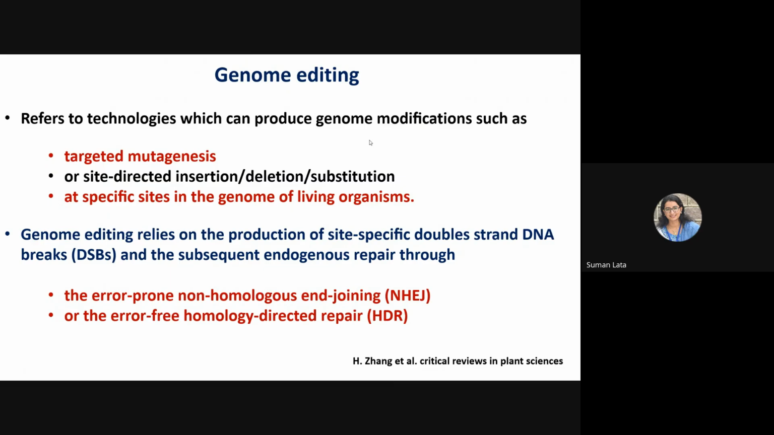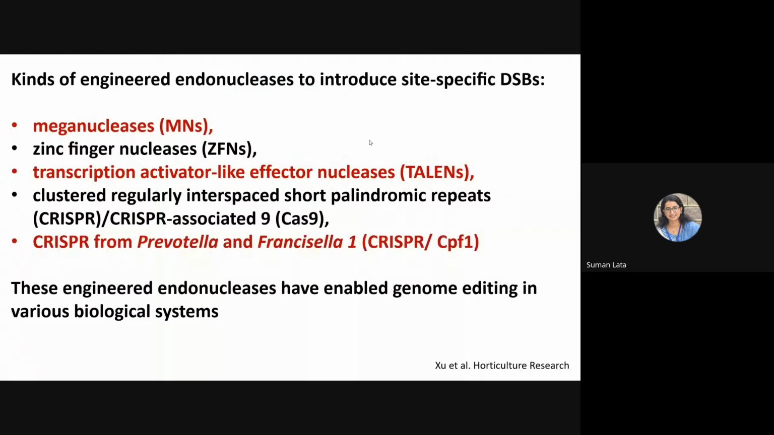NHEJ is the non-homologous end joining repair mechanism, and this is error prone. And HDR is error free, and it is the homology directed repair. So basically in genome editing, we create a site-specific double-stranded DNA break, and then this break is repaired. For repairing, we have two mechanisms: one is NHEJ and the second is HDR. To create the double-stranded DNA break, there are many kinds of endonucleases. These are the endonucleases which are used for creating double-stranded breaks.